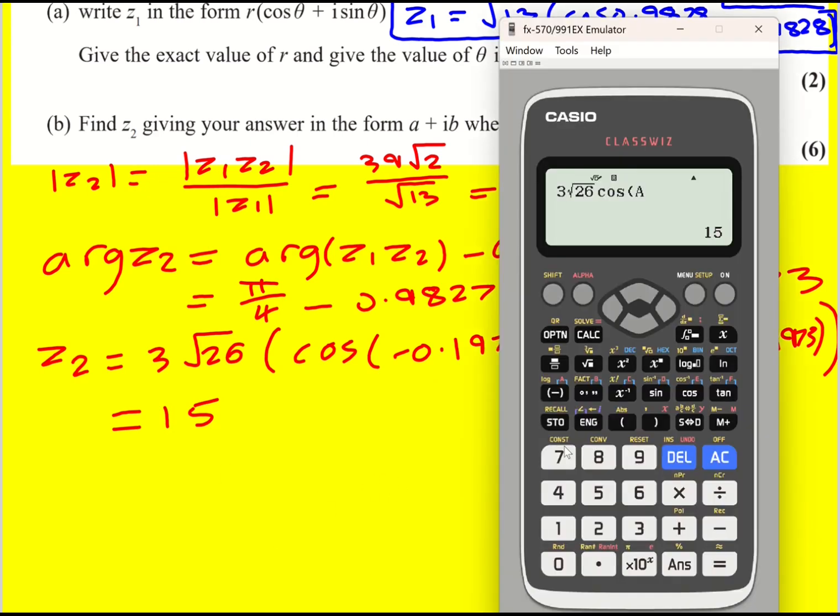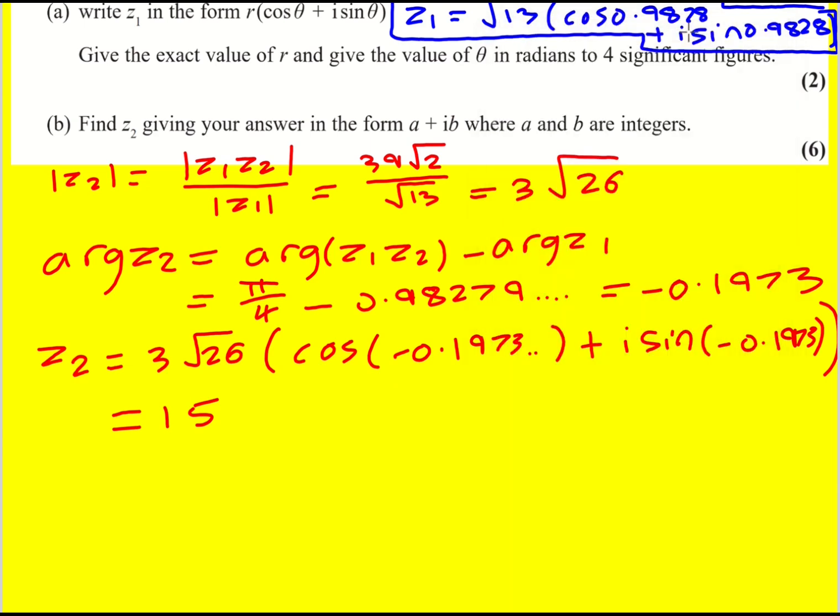And then I want the imaginary part, also just sine, so 3 root 26 times sine. We don't need to go into any more detail on this. The fact that we get it is absolutely fine. So sine, and that gives me minus 3. So 15 minus 3i, that is our z2.